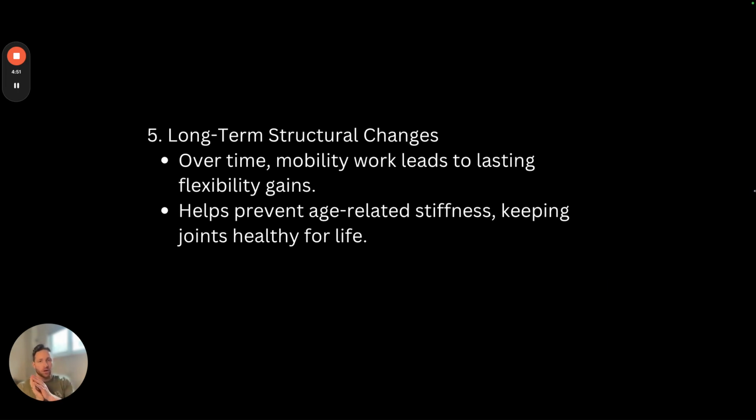Long-term structural changes are the ultimate goal. We do all of these things so that our body, which is constantly remodeling, will remodel in a way where we have balanced positioning. An example would be ideally a neutral pelvic position, both anterior, posterior, and laterally. We have proper pressure on joints where we're not compensating from one side to the other, etc. This also helps prevent age-related stiffness, keeping joints healthy for life.